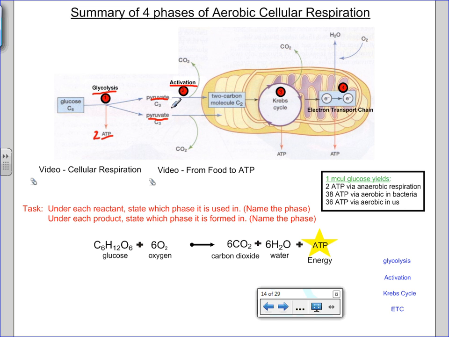Okay, where the pyruvate is going to lose carbon dioxide in order to form acetyl coenzyme A. So this 2-carbon molecule is actually acetyl coenzyme A, acetyl CoA. So some of the carbon dioxide that we're breathing out is coming from this activation step, but most of it is going to come from the Krebs cycle. So if we follow the arrows, this acetyl coenzyme A is going to enter the Krebs cycle.